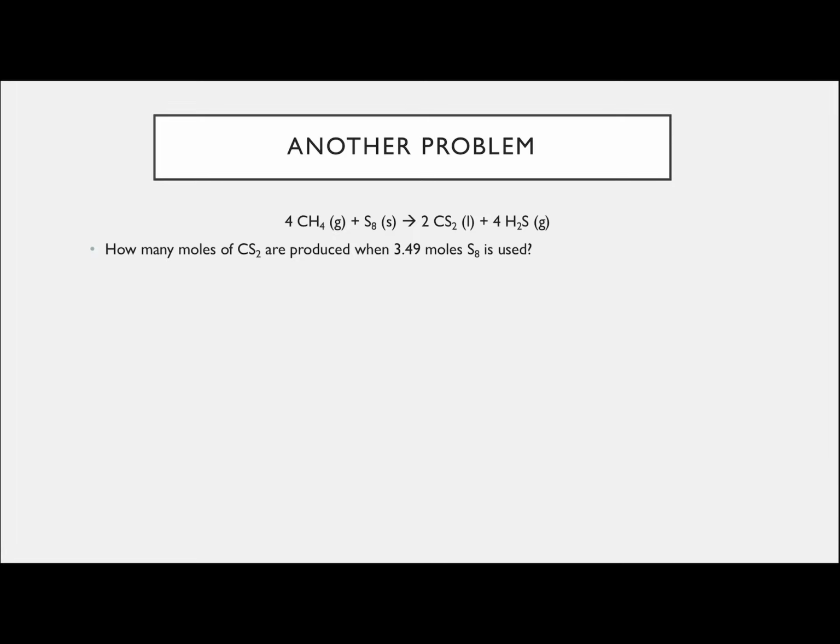Here it is. Here's a problem. How many moles of CS2 are produced when you're given 3.49 moles of S8? All right, pause it and try to do the whole thing on your own. All right, now I'm assuming that you guys have given it a shot. Let's just go straight through. So, wanted is moles of CS2. Given, moles of S8.